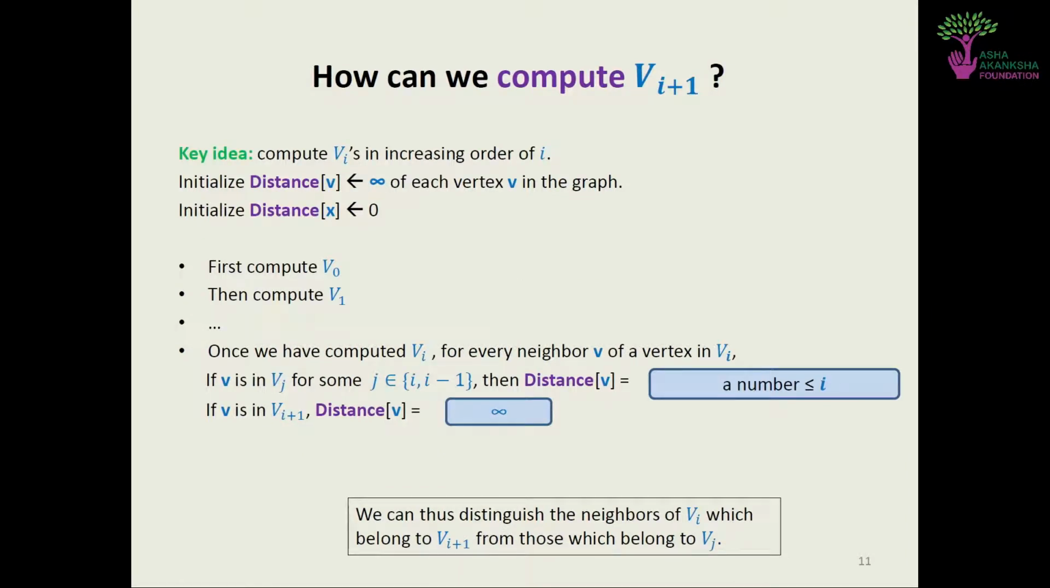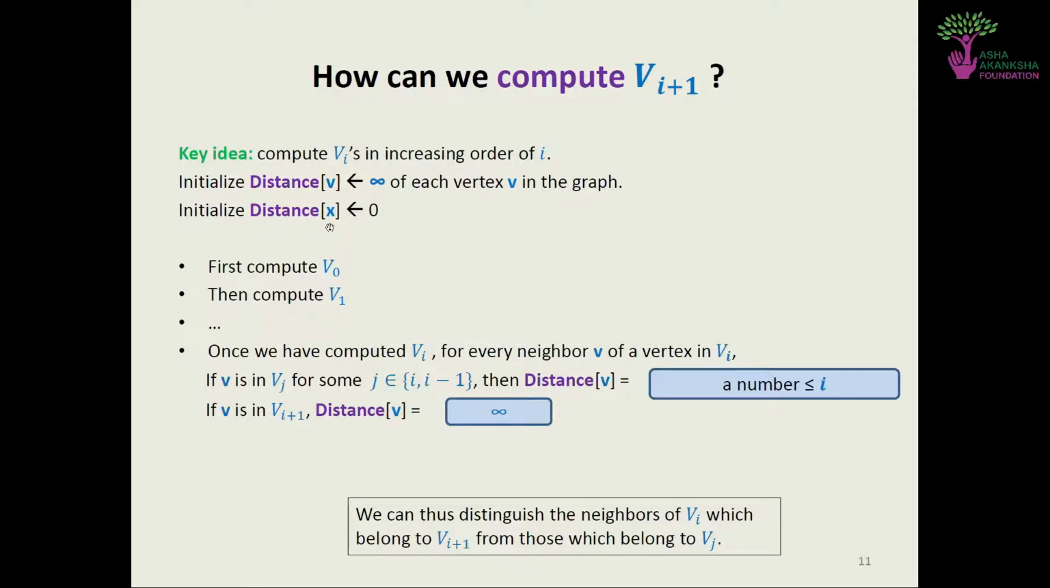So now the question is, how do we write code to do so? How can we compute V(i+1)? The key idea is to compute all the Vi which are possible, in increasing order of i. From the base case of V0, we will calculate V1, then V2, and so on. Initially we have a distance array which contains the distance of all the vertices, and we fill all the distances as infinity for each vertex. You can see here.